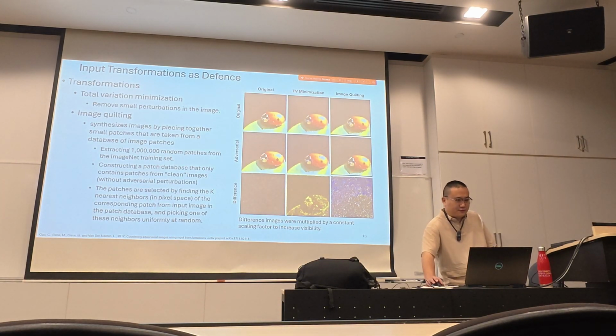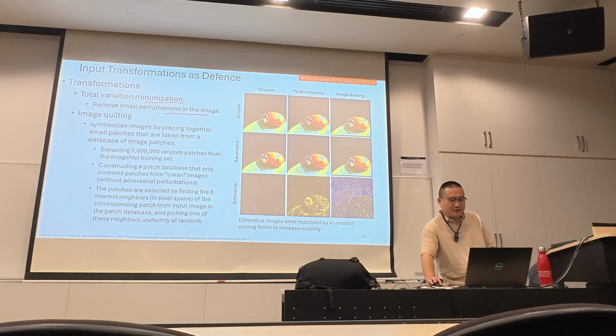And here are two more transformations that we can use. The first one is total variation minimization, but we don't cover the details of this transformation. This transformation can remove the small perturbations in the image. We can see some examples here: the original image, and then we apply the total variation minimization like this. And the next one is image quilting. So maybe we just stop here.